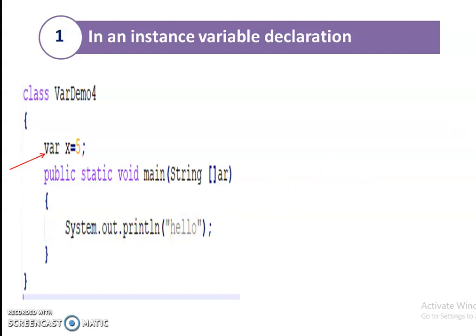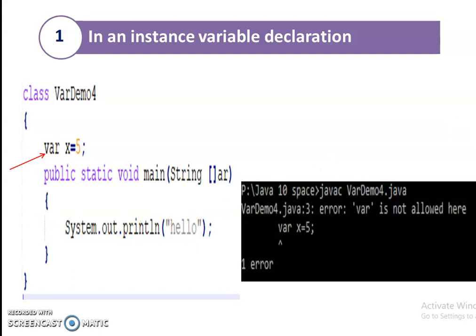So when we try to compile this code, it will generate error, and error you can see var is not allowed here. So it is indicating this particular line, showing it is an error. We cannot use var keyword with instance variable, right? So here var keyword is not allowed, right? So we cannot use var keyword with instance variable declaration, right?